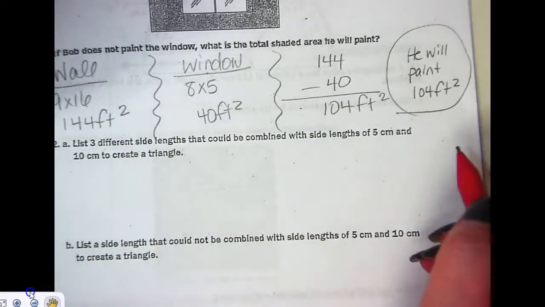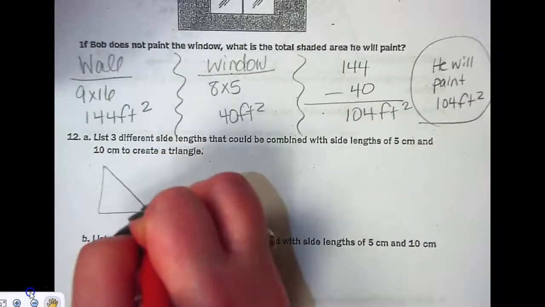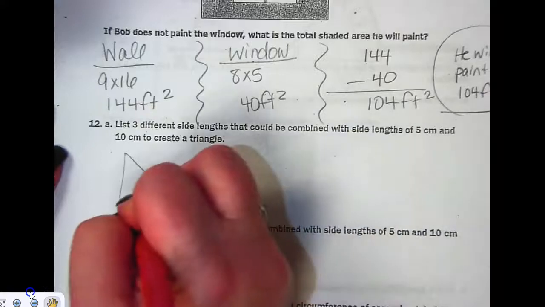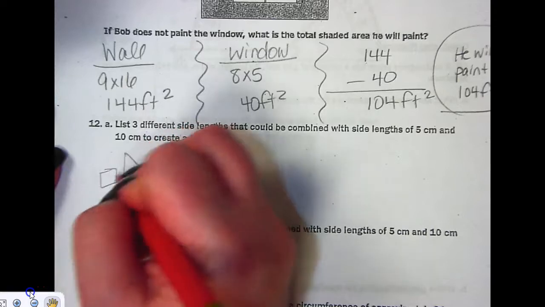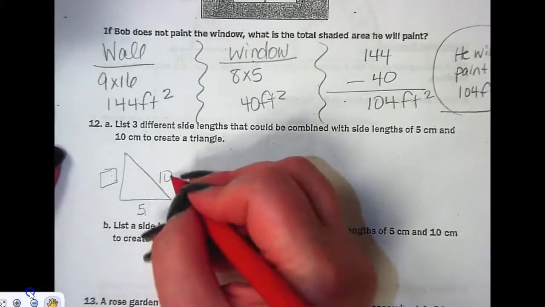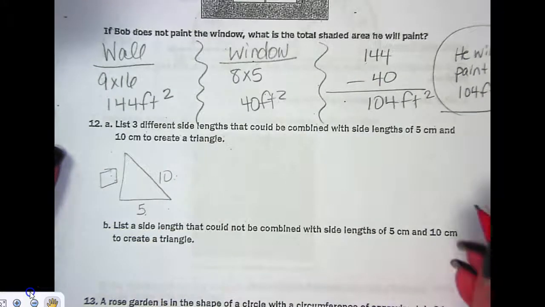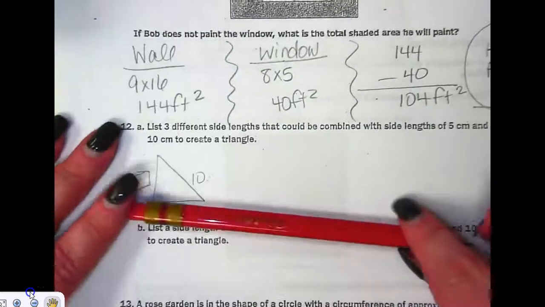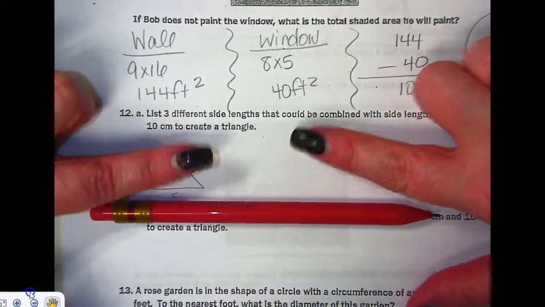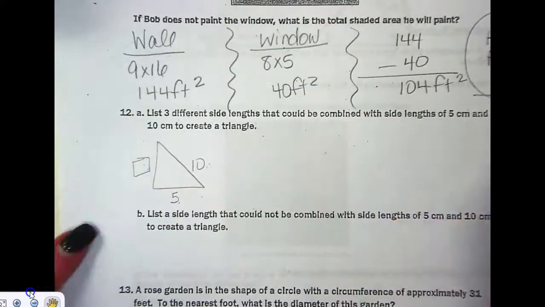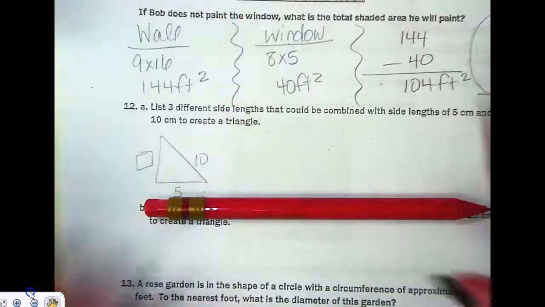All right. List 3 different side lengths that could be combined with side lengths of 5 and 10 to create a triangle. So what do we know about a triangle on the sides? So if this is 5 and this is 10, what's the rule? When I add it to the other short side, it has to be bigger than the third side, right? Because otherwise, remember when we did the straw experiment, if they're too short, they're not going to meet, and if they're too long, they'll meet way up here. So the longer they are, the steeper the pitch you're going to have.